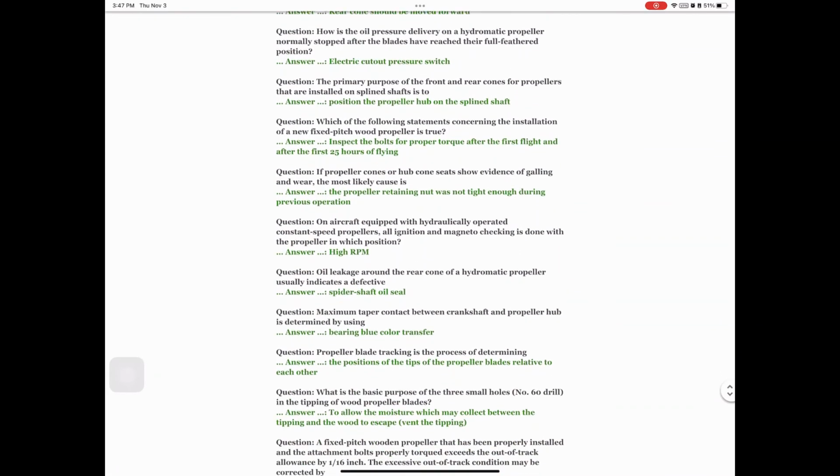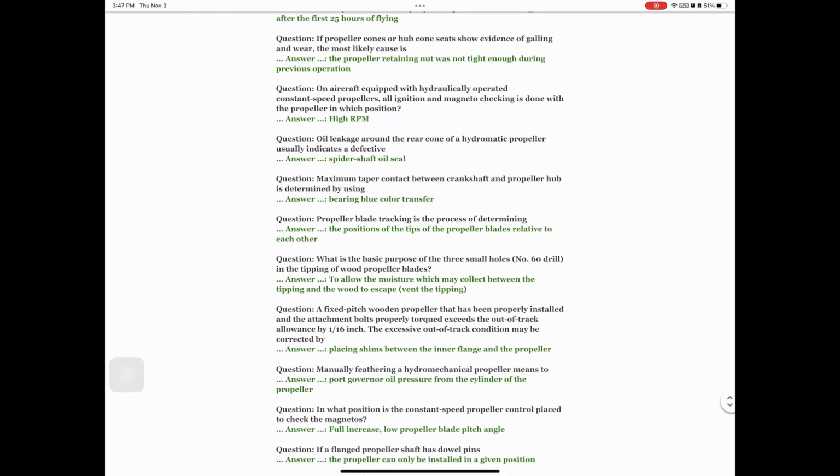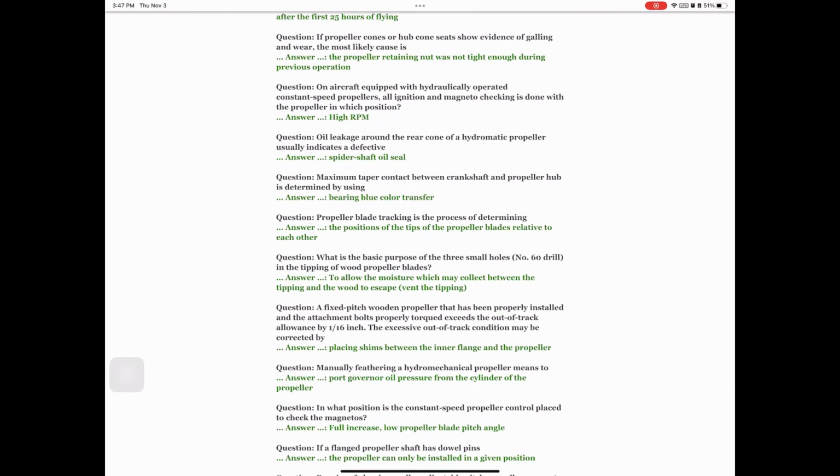Question. If propeller cones or hub cone seats show evidence of galling and wear, the most likely cause is? Answer. The propeller retaining nut was not tight enough during previous operation. Question. On aircraft equipped with hydraulically operated constant speed propellers, all ignition and magneto checking is done with the propeller in which position? Answer. High RPM.